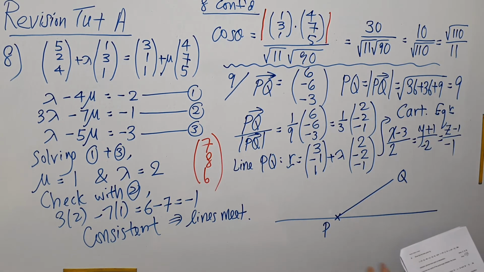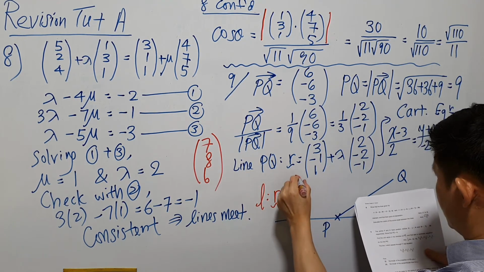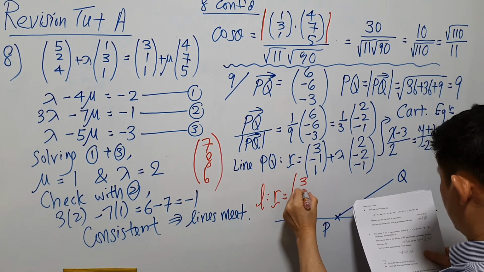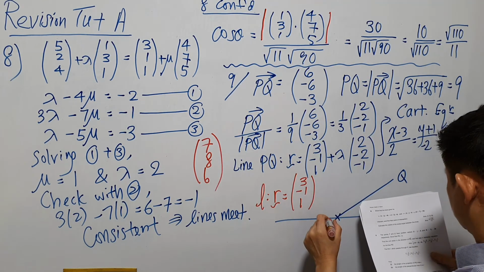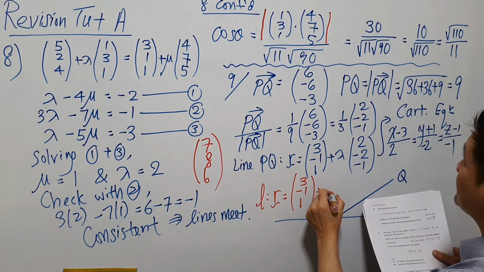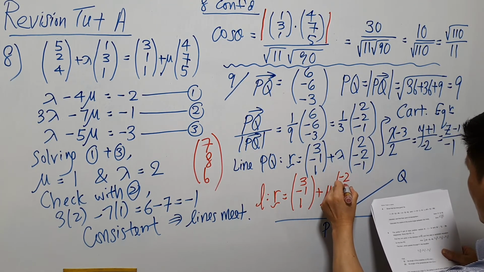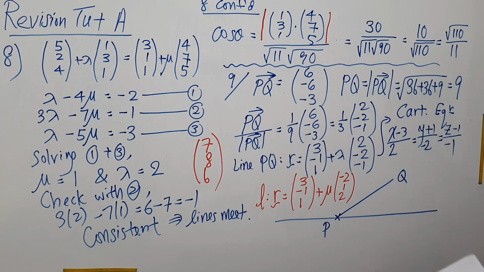This line is called L. Okay, let me write down L. L will be like this. It's given to you to be this one: 3, minus 1, 1, plus, say, let me use a different letter, mu times minus 2, 1, 2. Okay, this is another line L, and this line L contains the point P, or rather P is on the line L according to the question, right?